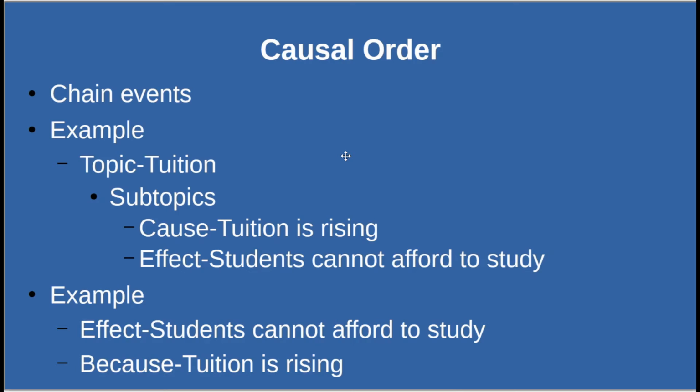Again, I can spend a chapter on each one of those, a paragraph on each one of those. It doesn't matter how I set it up. And so the other way to look at this is, instead of having the cause first, you have the effect first. So if you look at the second example at the bottom of the screen, you can see here that the effect is students cannot afford to study, and that's because tuition is rising.